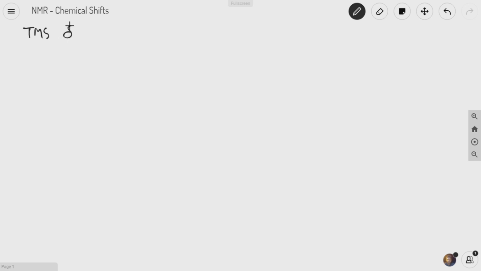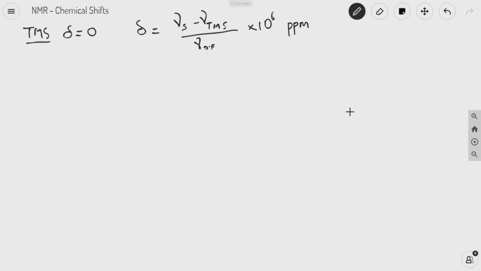and we assume the del value of tetramethylsilane to be 0, where your del, the chemical shift, is given by mu of the sample minus mu of your TMS, divided by the operating frequency, into 10 power 6, in ppm. So do not confuse it with the concentration ppm. This is a different unit which we use in the chemical shift of NMR.